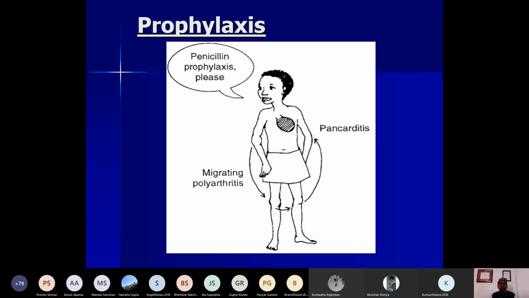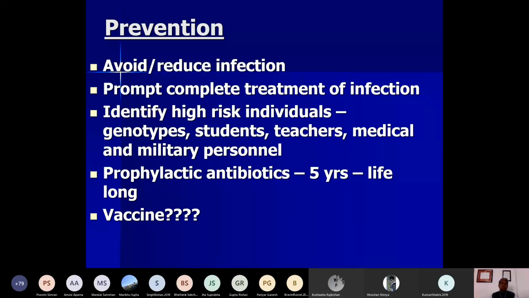So you need to educate the patient that this penicillin is going to protect the heart from the chronic effect of rheumatic disease, and if you don't take this penicillin injection, you are likely to land in much bigger trouble, not today, not tomorrow, but maybe after a few months or a few years. So patient education is equally important for prophylaxis.